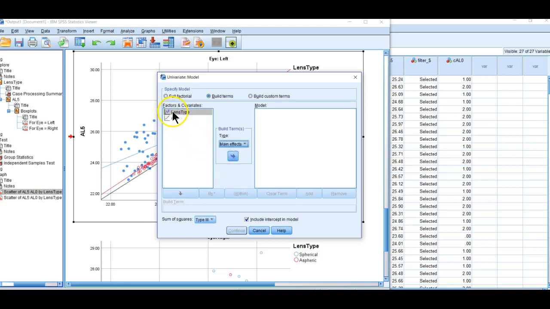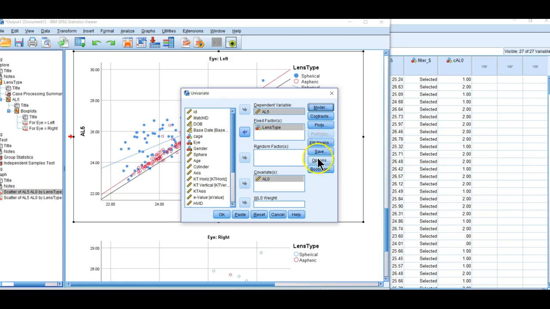So we're going to put in our main effects. And then we're going to put in our interaction term. Notice how I highlighted both of these. And then we add that. So we have a main effect of lens type, a main effect of axial length at baseline, and the interaction term.